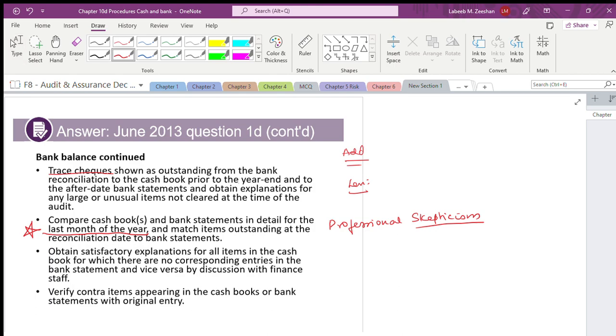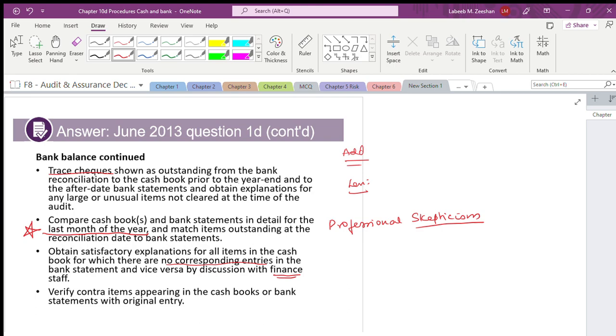Obtain satisfactory explanations for all items where there is no corresponding entries. If there is an entry in the bank and entry in the cash book and no entry in the bank book, definitely you find differences. For any differences in the cash book and the bank book, obtain satisfactory explanation from the finance staff. I will tell my students like this only: first visualize how it will work and put it in simple English. Automatically things will be easy.